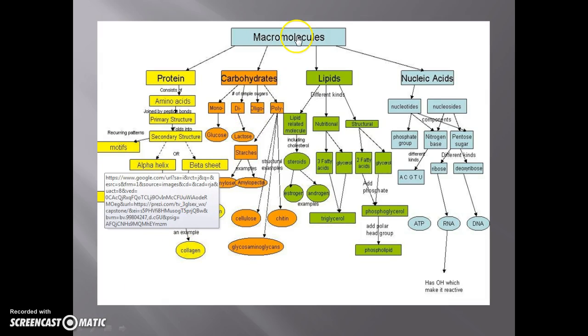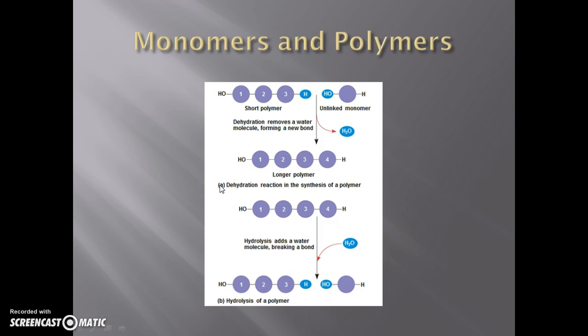The macromolecules, there's four of them. There's proteins, carbohydrates, lipids, and nucleic acids. As this flow chart shows, each is broken down into smaller things and has different properties, but they all have monomers and polymers. Monomers are the individual units or building blocks that can combine to form more complex molecules called polymers.